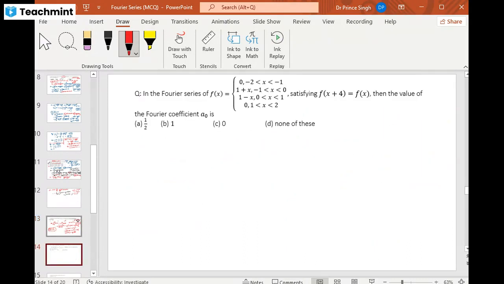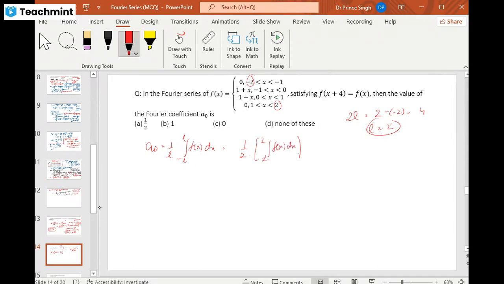Okay, let us move to the next one. So this time we are given a discontinuous function in the interval minus 2 to 2. So obviously the length of the interval is 4. So what is the length of the interval? Upper limit, this is the upper limit, this is the lower limit, minus of minus 2, it's 4. So what is the value of L? 2. So what is the formula of Fourier coefficient A naught? 1 upon L, integral from minus L to L f of x dx.